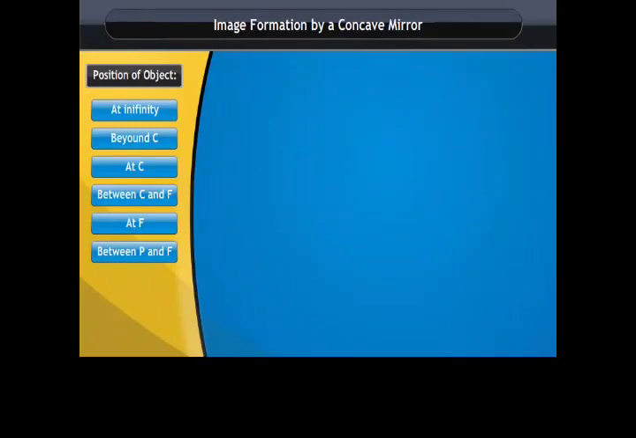Image formation by a concave mirror. Click on the button of the position of objects to see the ray diagram of image formation, nature of image, and size of image.